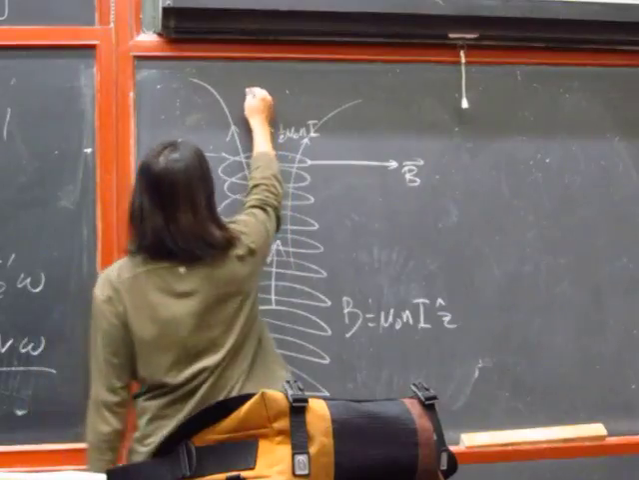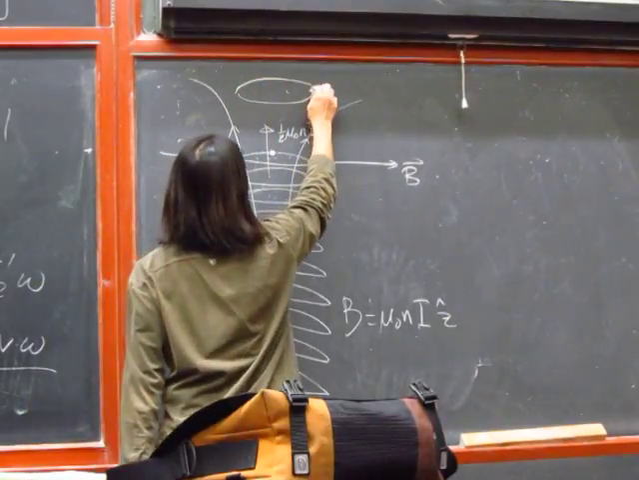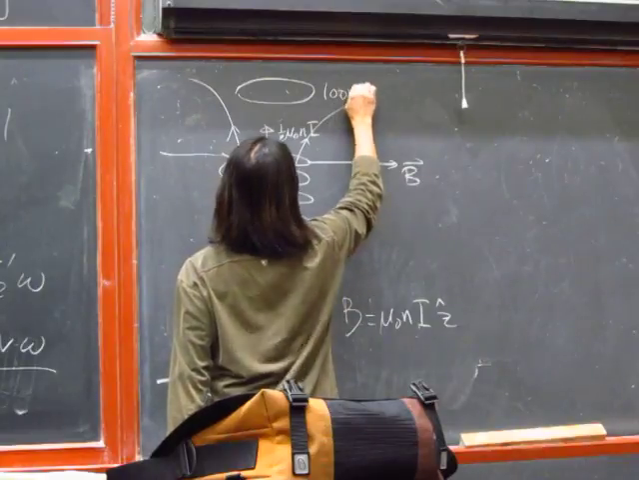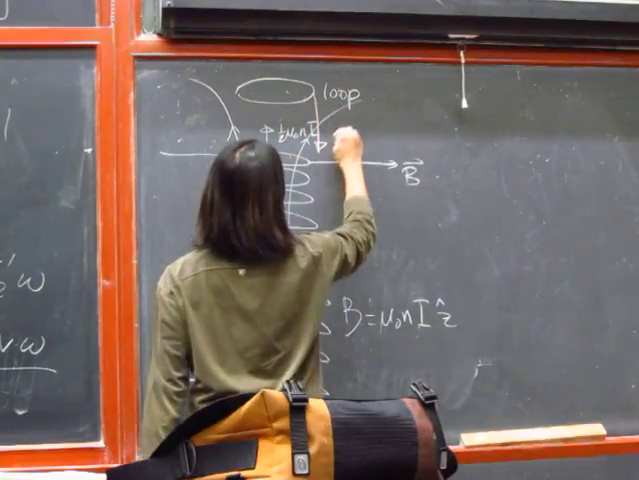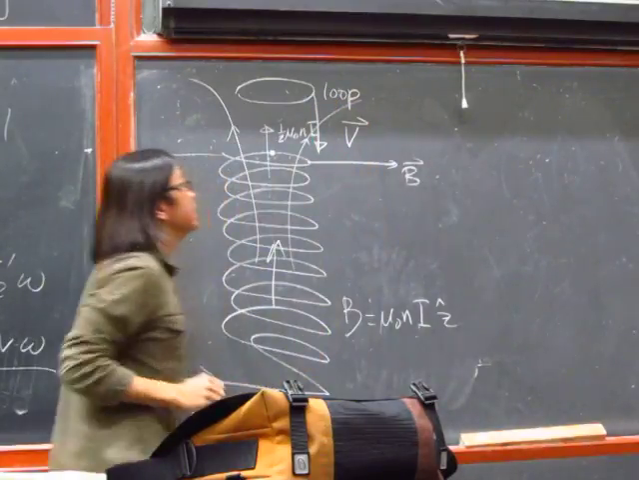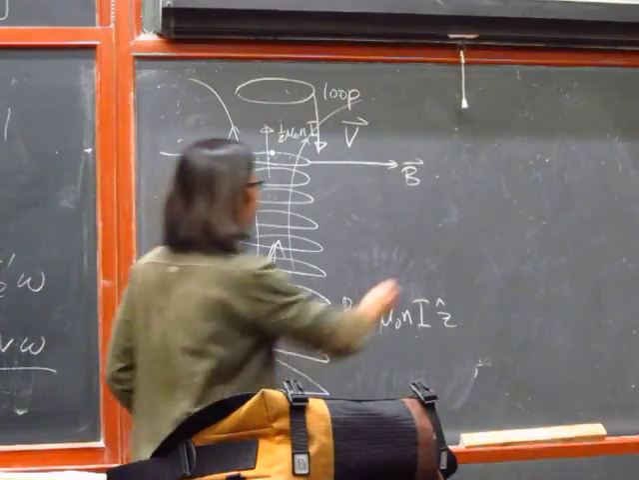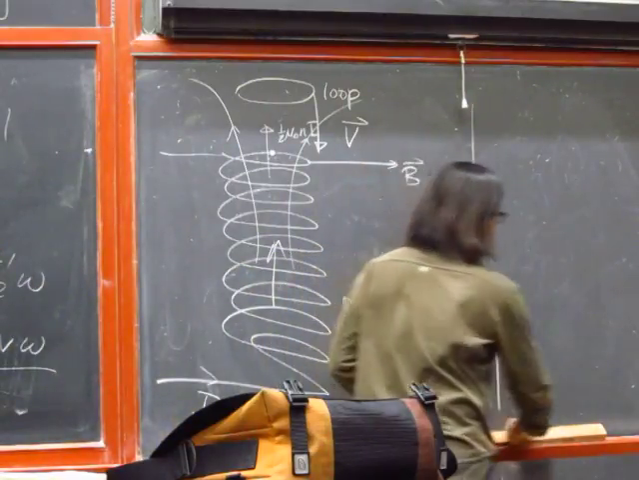Okay. So now I drop a loop. There's a loop here, and it's falling at some velocity v. And forget gravity. Since you're doing this in space, I don't have to worry about changing speed. The speed is constant, falling into the solenoid. So what happens? How do we analyze this situation?